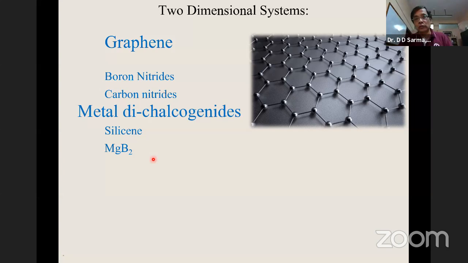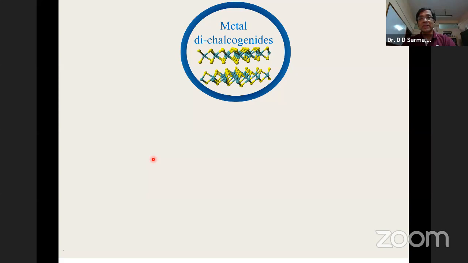What is metal dichalcogenides? As I have already said, it is an intrinsically two-dimensional system that is stacked three-dimensionally, as you can see over here. The difference from graphene is that one monolayer consists of just one atomic layer.